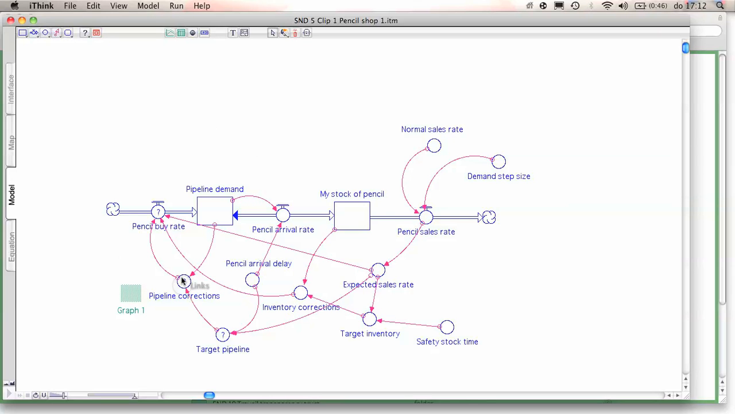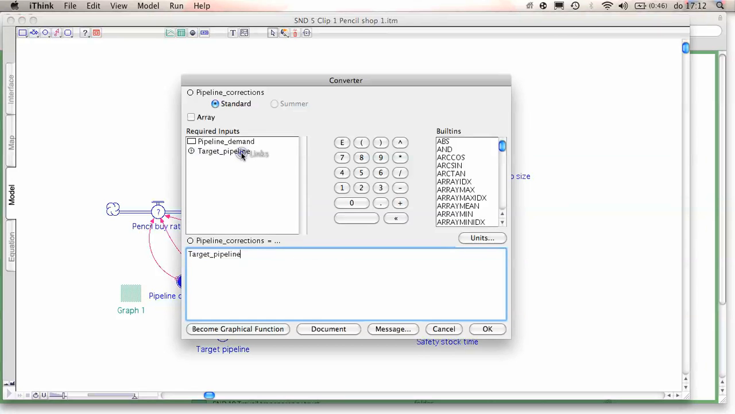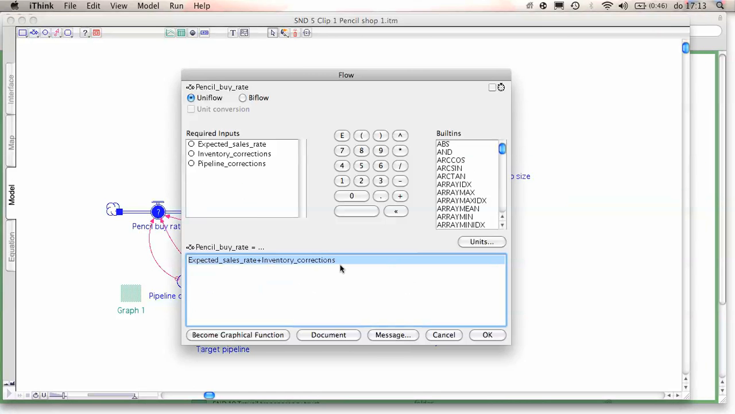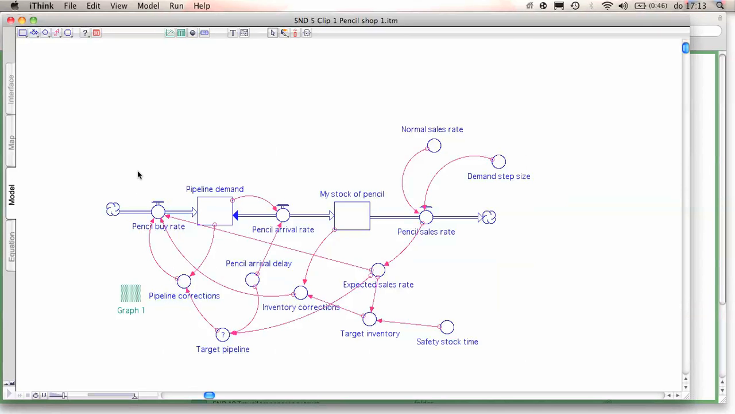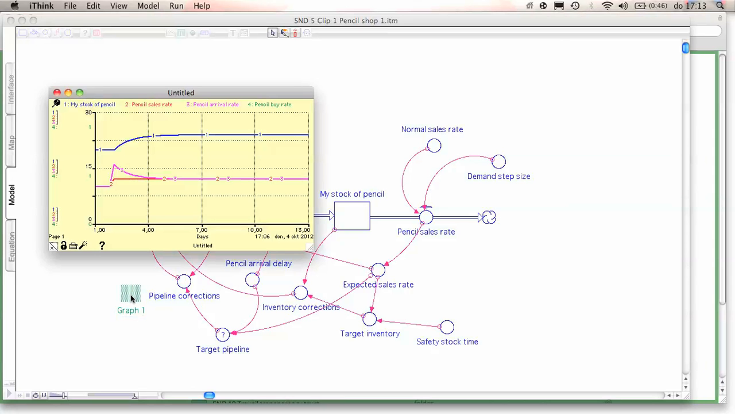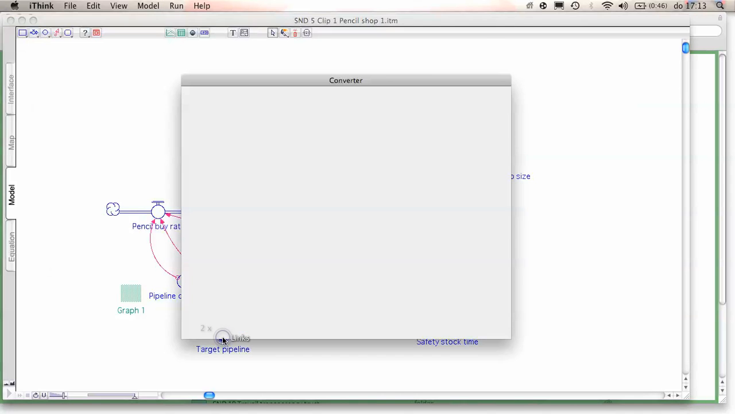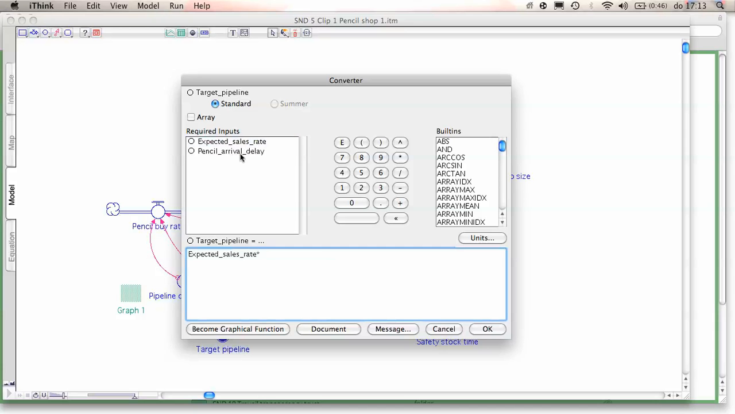What happens now? The target pipeline corrections are the target pipeline minus pipeline demand, and that's added to this. So here we have a pencil buy rate that is this plus this plus this, and we have a new crafted track here. What happens now when we have a 20% increase? How much increase will there be if we have a 20% increase here at the beginning? Oops, sorry. Pipeline is expected sales rate times the delay.